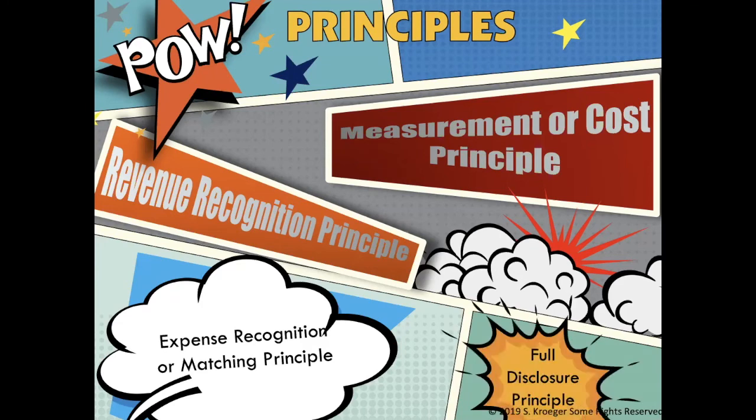Lastly, we have the full disclosure principle. A company is required to report the details behind their financial statements that would impact users' decisions. You cannot withhold something on your financials if it's important. If it would make the difference between having someone invest in you or not, then it's important enough for it to be disclosed on your financial statements.